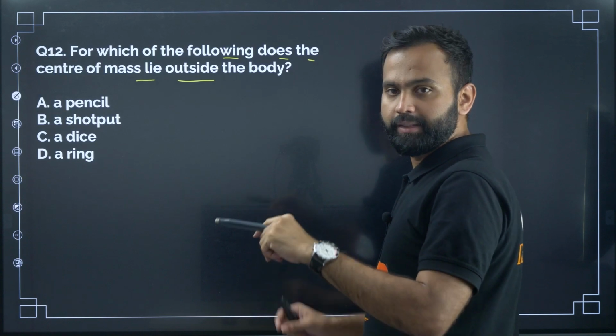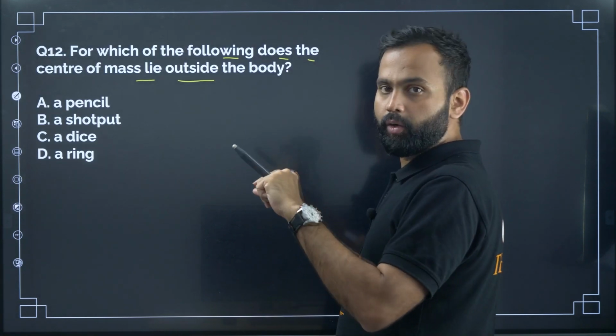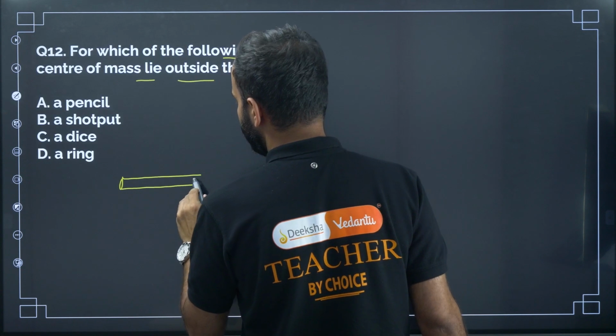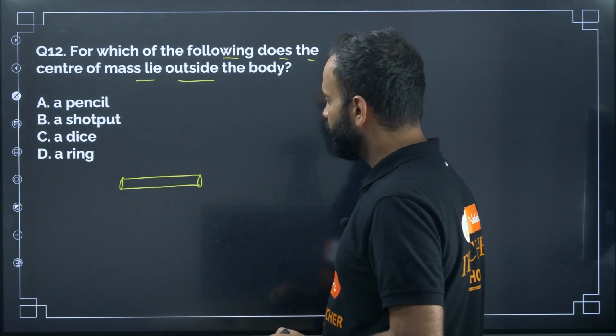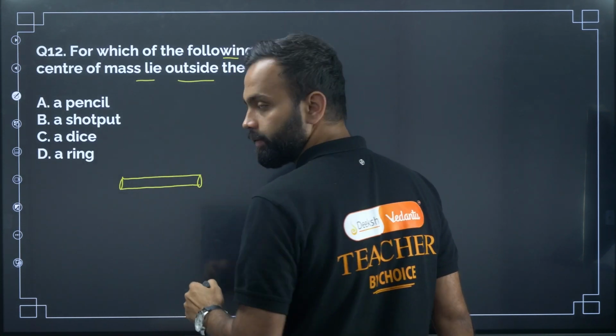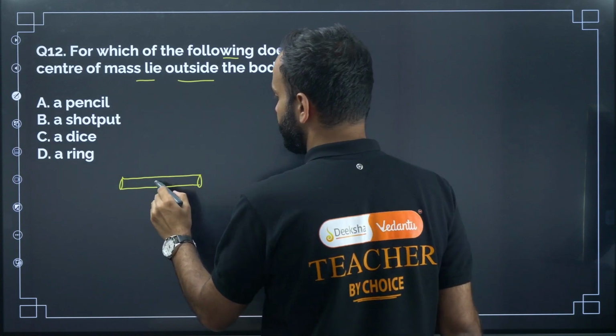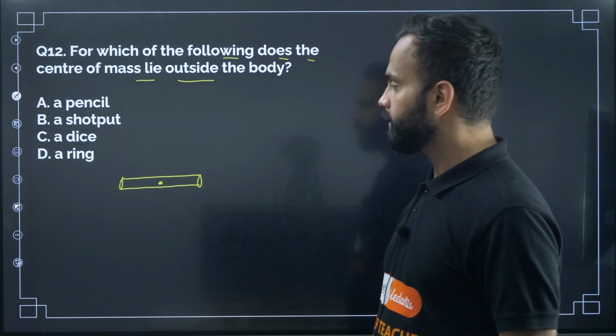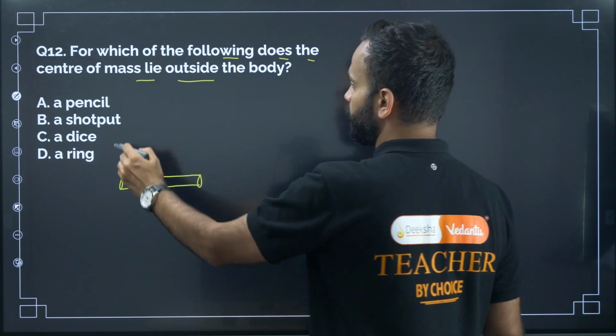Okay, pencil is like a rod, right? The shape of the pencil is cylindrical, right? So the center of mass lies within the body. In the cylinder, center of mass lies within the body, right? So first option is wrong.